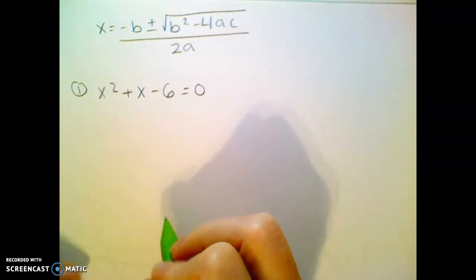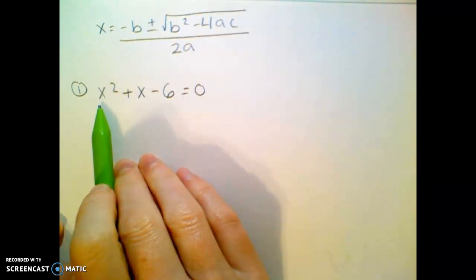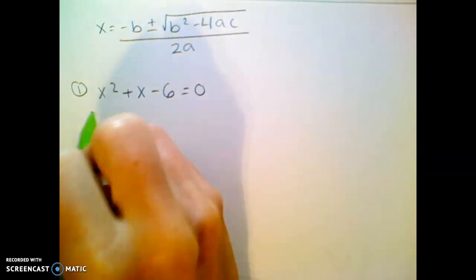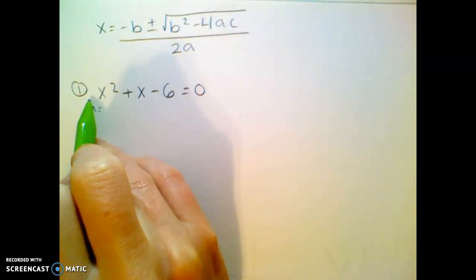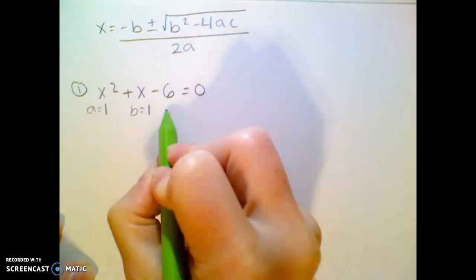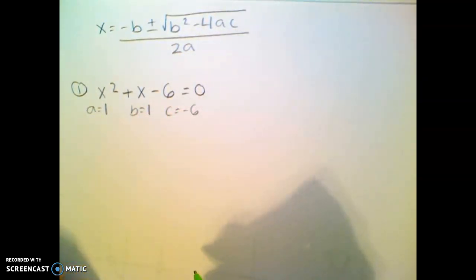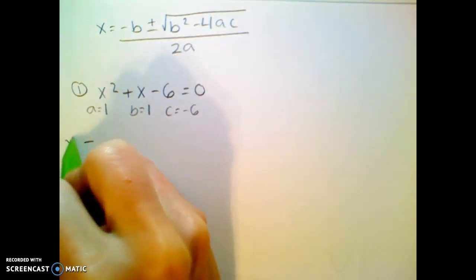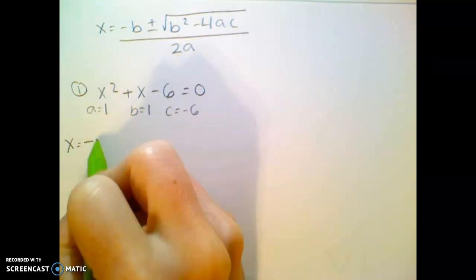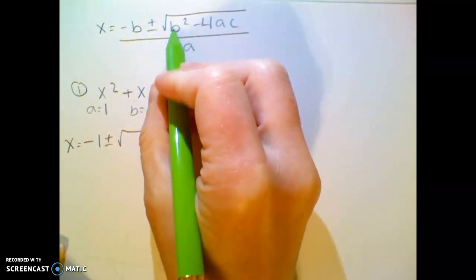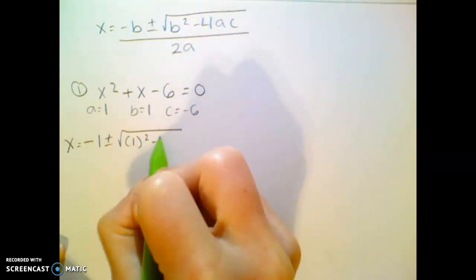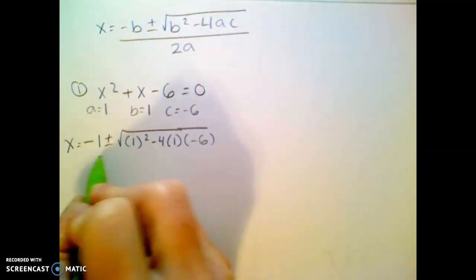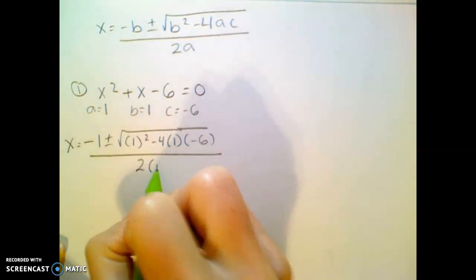All right, so given a quadratic, we are going to go ahead and make sure it's in standard form. So x squared plus x minus 6 equals 0. And then your values for a, b, and c just come from the coefficients directly in front. So a is 1, b is a positive 1, and c is a negative 6. You're going to plug these values straight into the quadratic formula. So x equals negative 1 plus or minus the square root of 1 squared minus 4 times a is 1 and c is negative 6, all over 2 times 1.